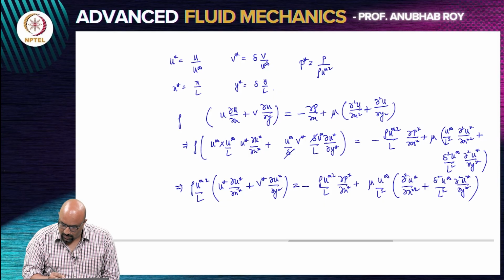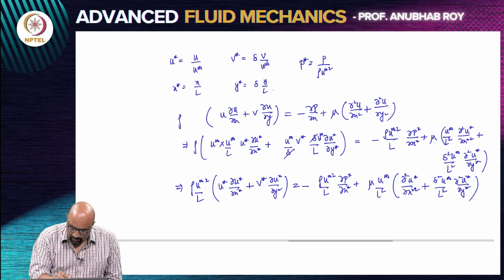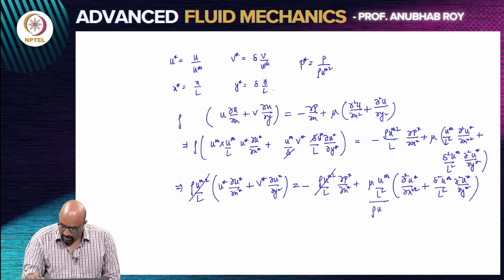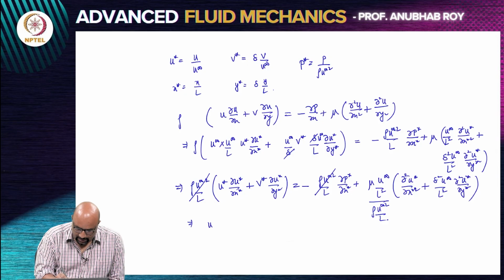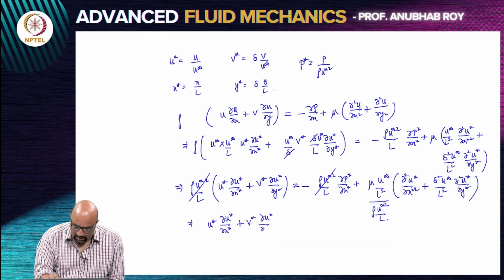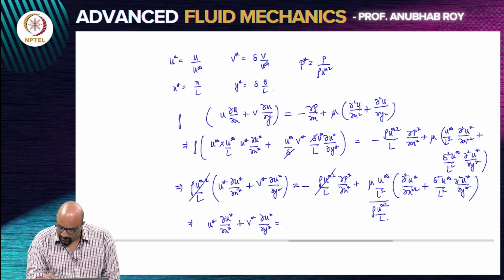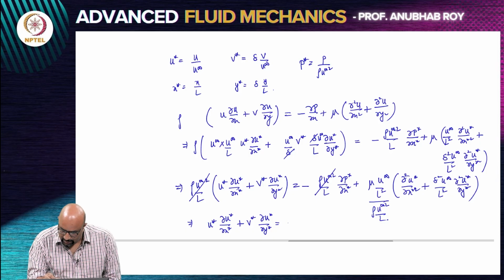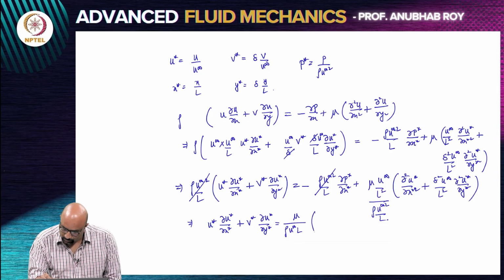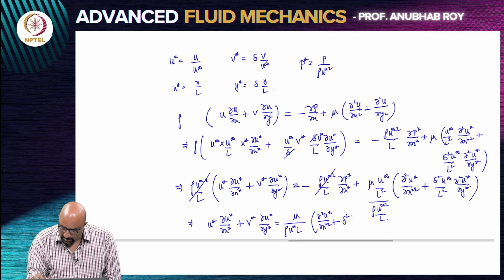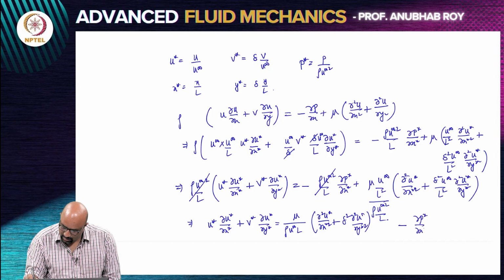So now if I cancel out the terms, I will finally get u star dou u star dou x star plus v star dou u star dou y star is equal to, if I write this, I should get rho u infinity L by mu, dou square u star dou x star square plus delta square dou square u star dou y star square, minus dou p star dou x star.